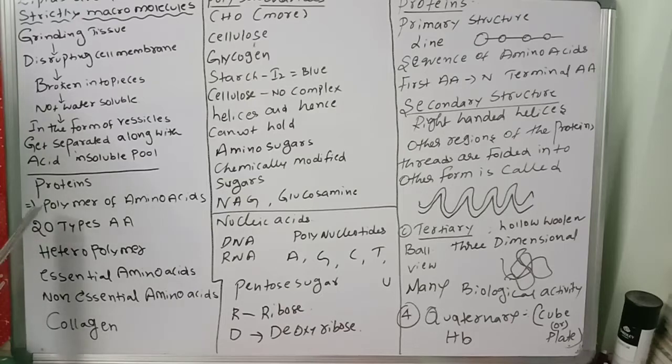And protein, what is it? Proteins are polymers of amino acids. Whenever you hear the word protein, this is a polymer of amino acids. There are 20 types of amino acids.